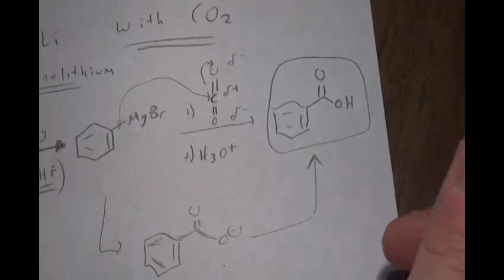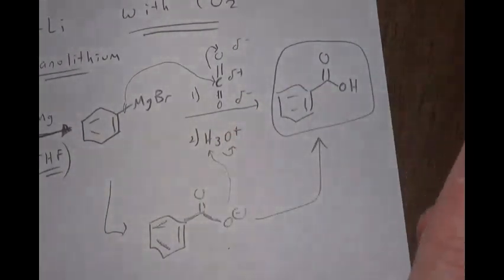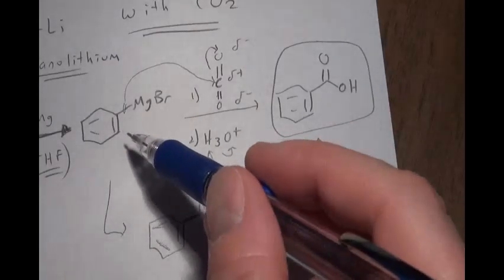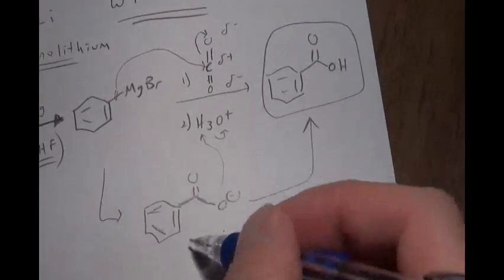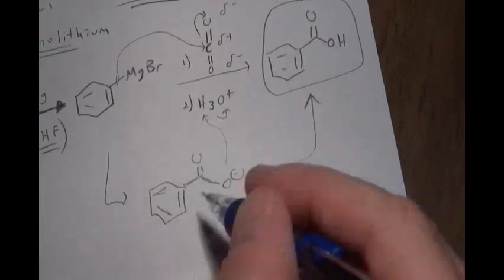And how do we finish off the mechanism? H3O plus. Yeah, that's pretty easy. That's a way to convert a Grignard to a carboxylic acid. What's the name we gave to these things? It's kind of like halfway to a carboxylic acid. It's a carboxylate.